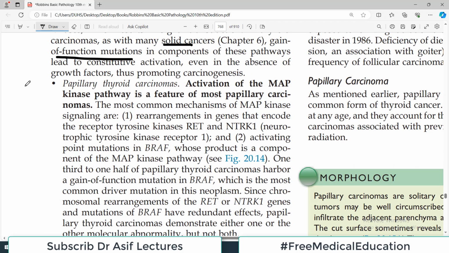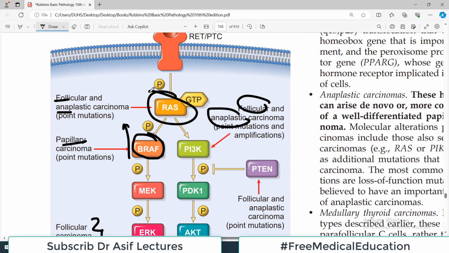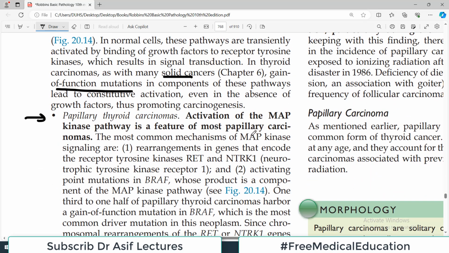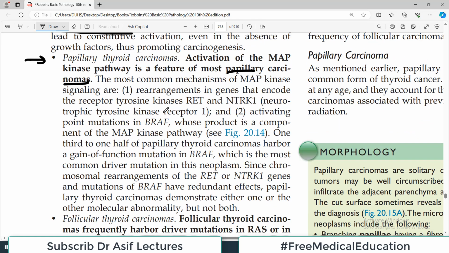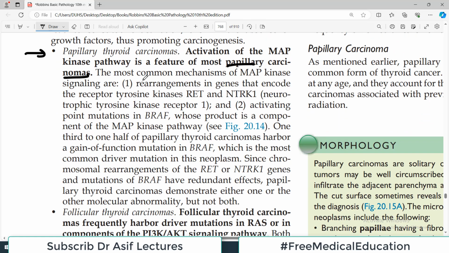Okay. So particularly papillary thyroid carcinomas में ये जो अभी हमने यहाँ पे बात की, that's going to be detailed here. So BRAF mutation, for example, we'll see. Activation of MAP kinase pathway is a feature of most papillary thyroid carcinomas. The most common mechanism of MAP kinase signaling are rearrangement in the genes that encode for RET and NTRK1, activation of point mutations of BRAF gene जो ऊपर टेबल में दिखाई भी थी.